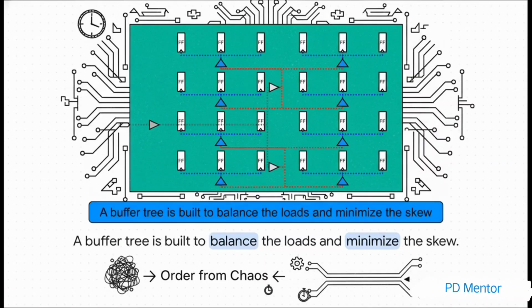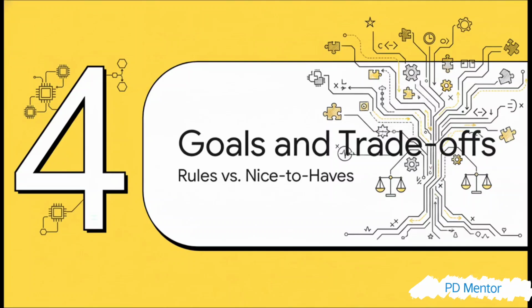And voila, here is the result. This right here is the masterpiece created by CTS. Instead of those long random paths, the signal is now distributed through this beautiful symmetric tree of buffers. Now, the journey from the clock source to every single endpoint is practically identical. It's taking pure chaos and turning it into perfect order. But of course, it's not quite as simple as just making all the paths the same length. It's actually this super sophisticated balancing act, a real puzzle with a bunch of rules and goals that engineers have to juggle.